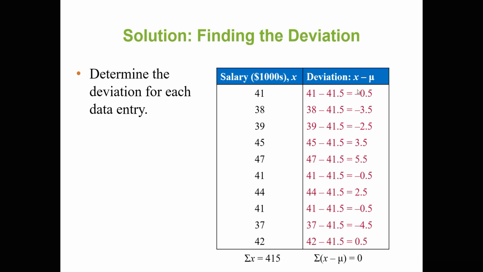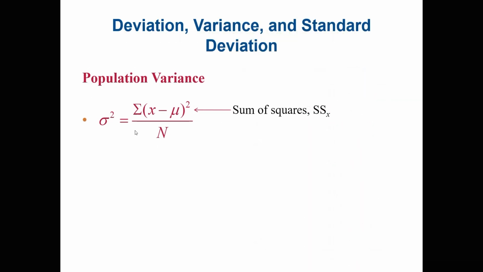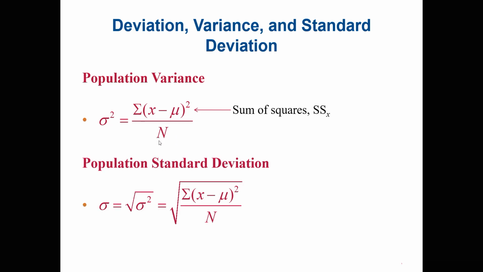Because if you simply sum the deviations, you end up with 0. So you always need the sum of squared deviations. So you square each of the deviations. That's what you get here. Then you take the sum, you divide by n, which is your sample size.